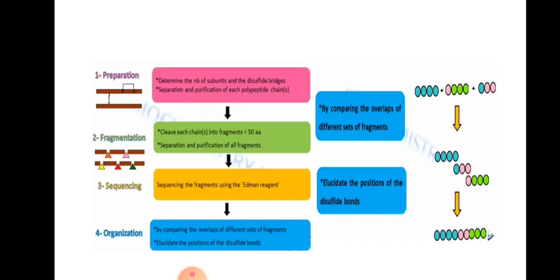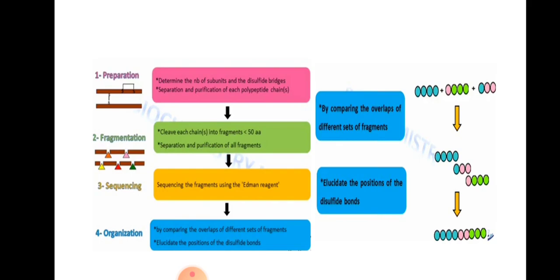First I will give you an idea about the steps in sequence analysis. The first one is the preparatory stage. What happens here? We know that there can be several subunits in a protein. So we have to determine the individual polypeptide chains, the number of subunits in a protein, and the disulfide bridges. That is the first step. And we want to separate and purify each polypeptide chain. The number of polypeptide chains is determined by treating the protein with dansyl chloride, which we will discuss later.